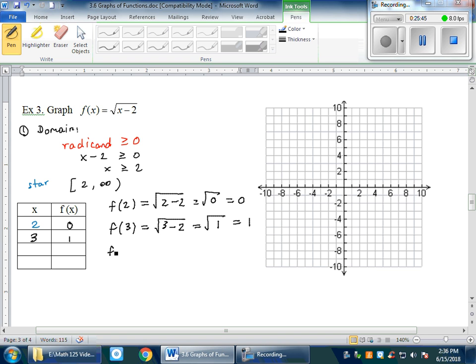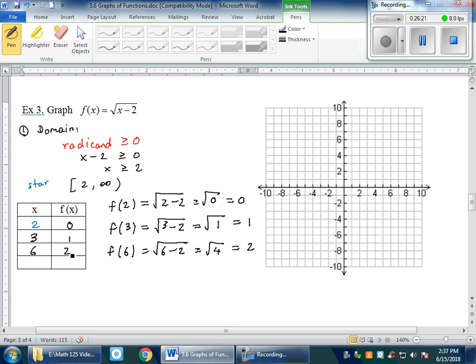Similarly, I have to continue going. What is the next number? That's how I want to find it out. And the next perfect square number greater than 1 will be 4. So now I have to think about, hey, what number minus 2 will give me 4? That will be 6. Right? So the next number that I need to pick will be 6. That is okay because 6 is greater than 2. It is in our domain. So 6 minus 2 is 4. Square root of 4 is 2.